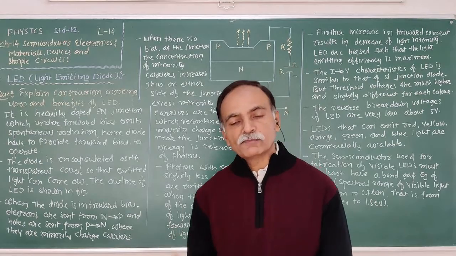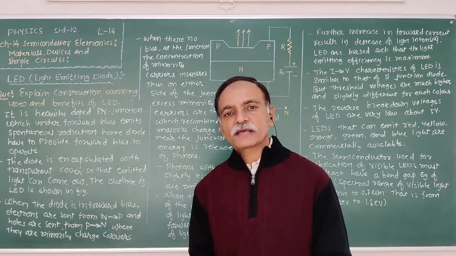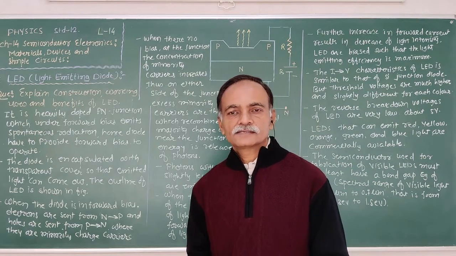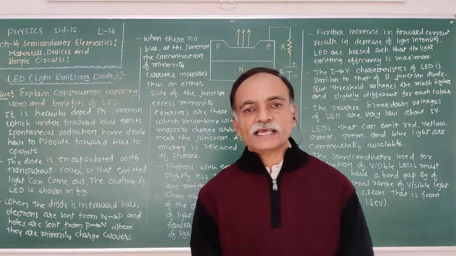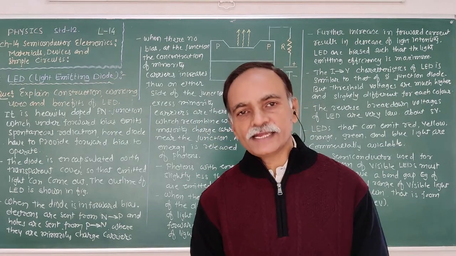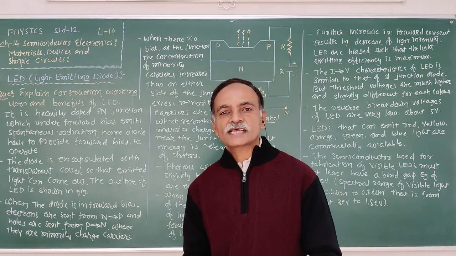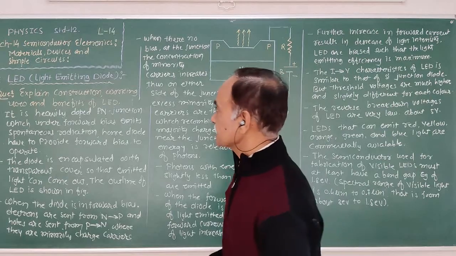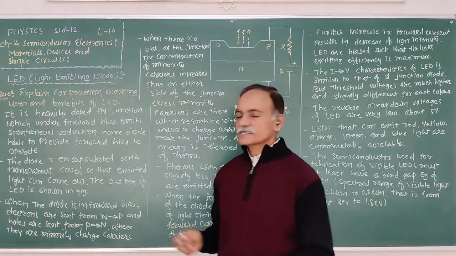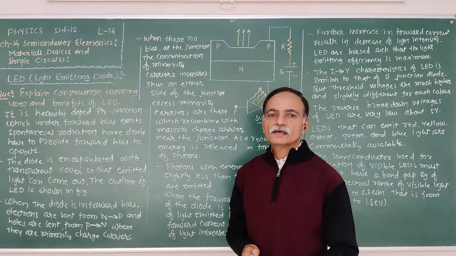These are the important points of the photodiode, frequently asked in MCQ type questions. After that, we are going to start our discussion about the light emitting diode, that means the LED. How is light emitted from this type of PN junction diode? So the question is: explain the construction, working, uses and benefits of the light emitting diode.